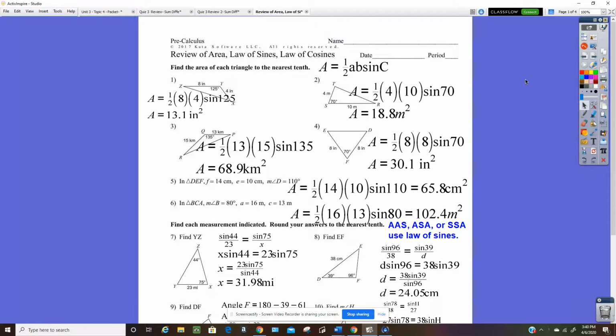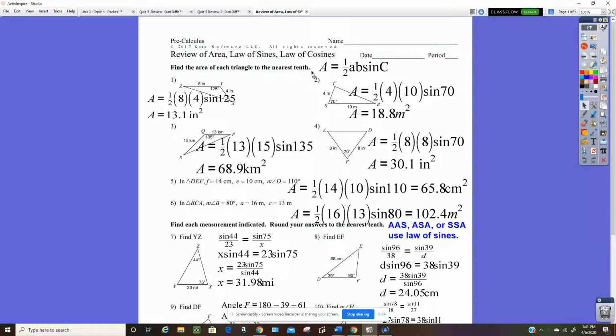This is the review of area, law of sines, and law of cosines. So, a review of area problems, review of law of sines problems, review of law of cosines problems. The first set of problems here is: find the area of each triangle to the nearest tenth.